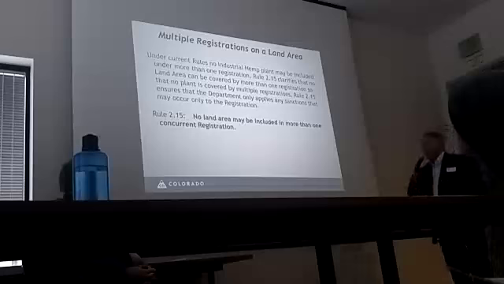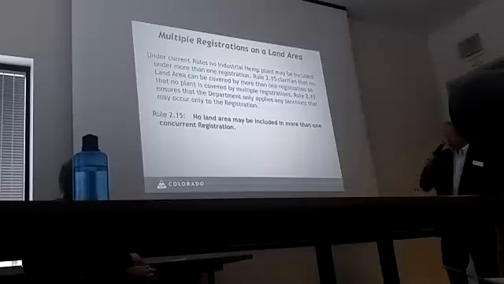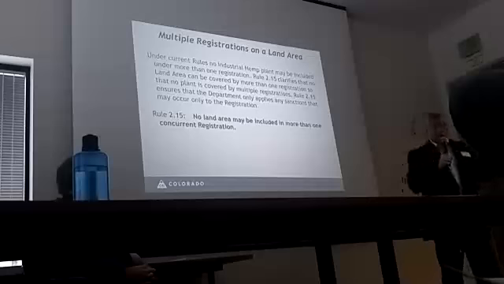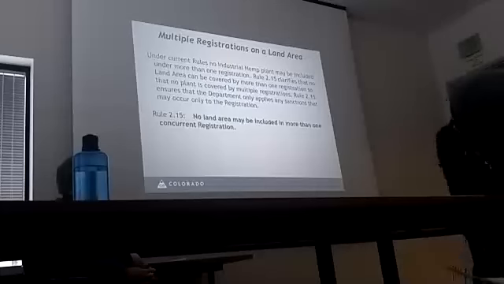So, Rule 2.15, no land area may be included in more than one concurrent registration. And again, that really is clarifying what's already kind of in rule.